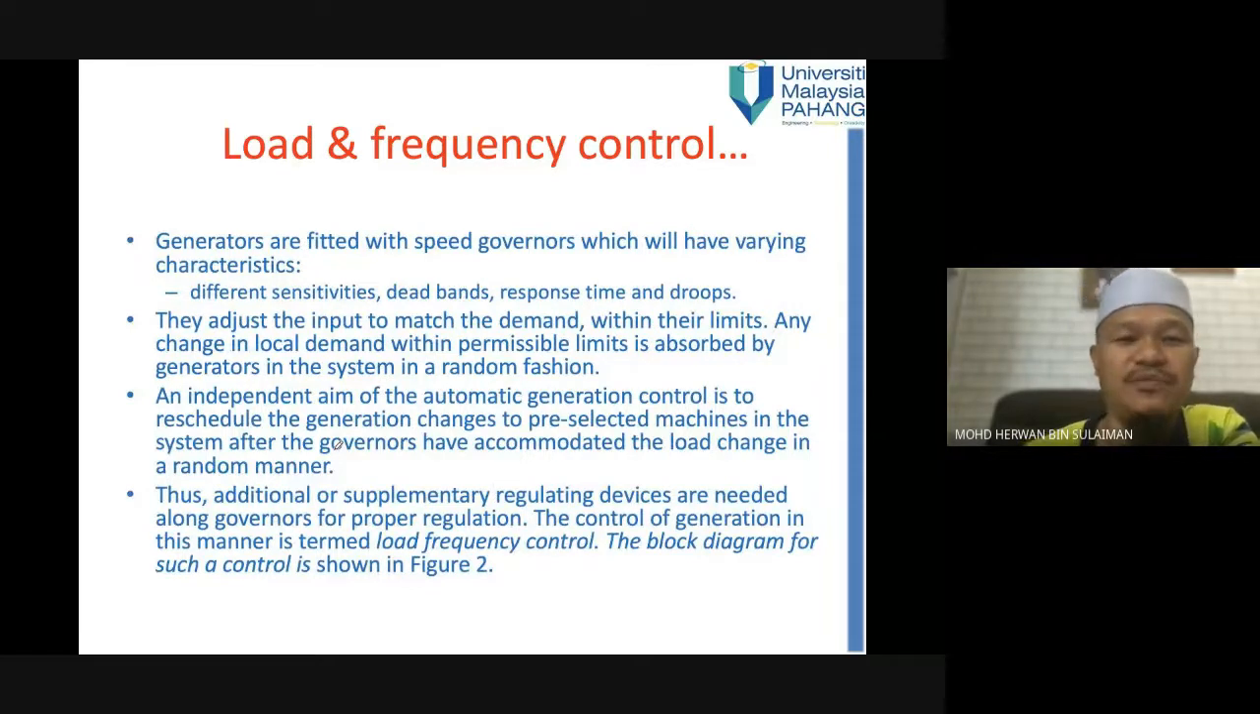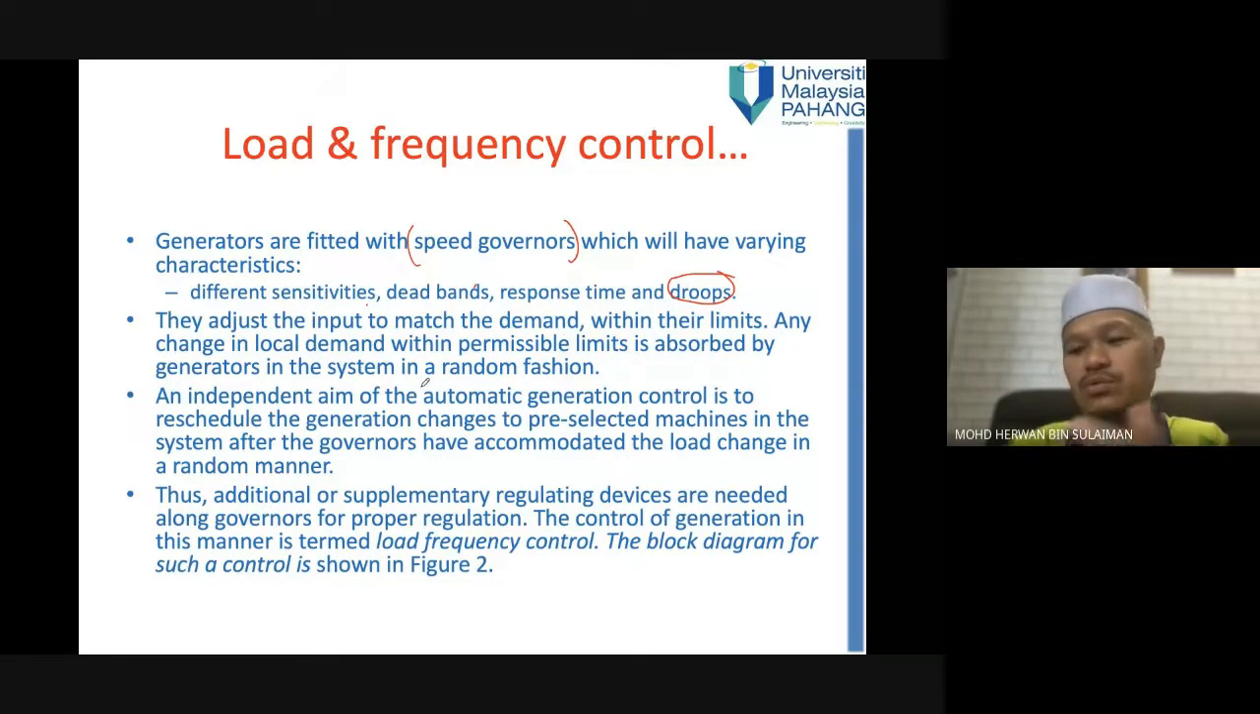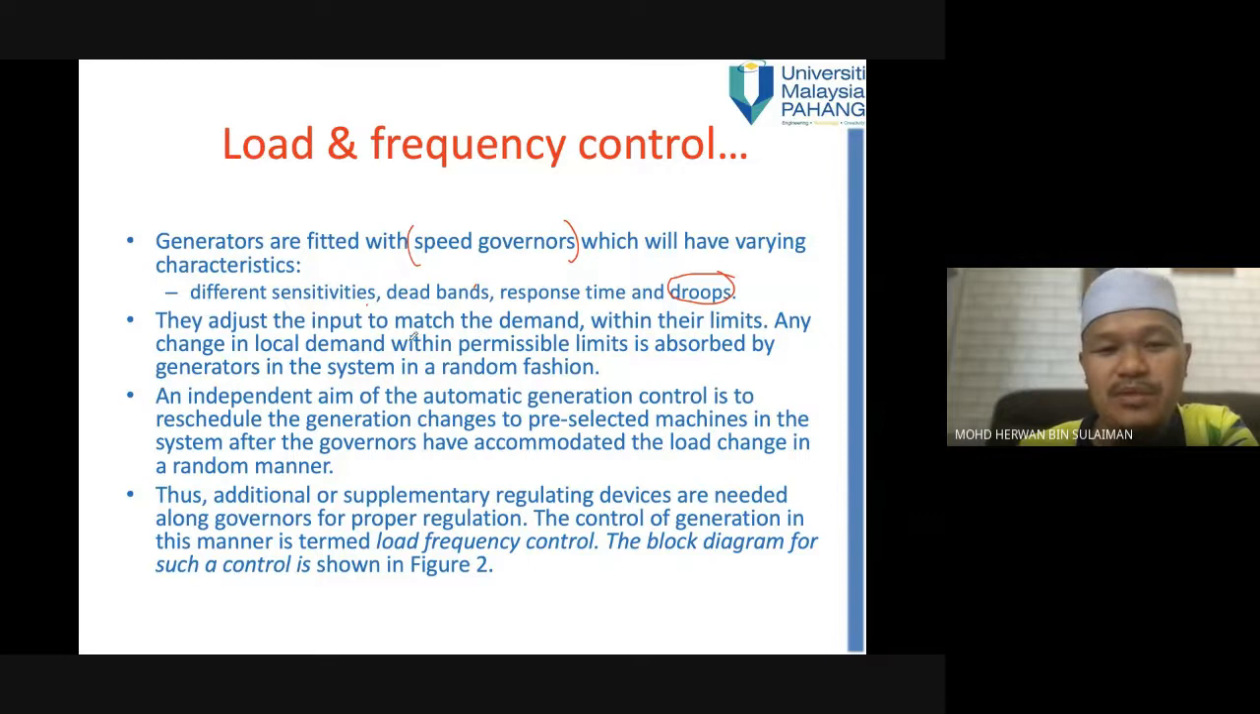So normally generators are fitted with speed governors. So we have speed governors that will have varying characteristics, different sensitivities, dead bands, response times and so on. So ni kita akan tengok nantilah. So the characteristic of the generator is varying. So that's why we need to learn, when the load changes happen, what happened in the generators, in terms of the frequency and speed. Okay, they adjust the input to match the demand. Normally the generator will always try to match the demand, but within their limits.